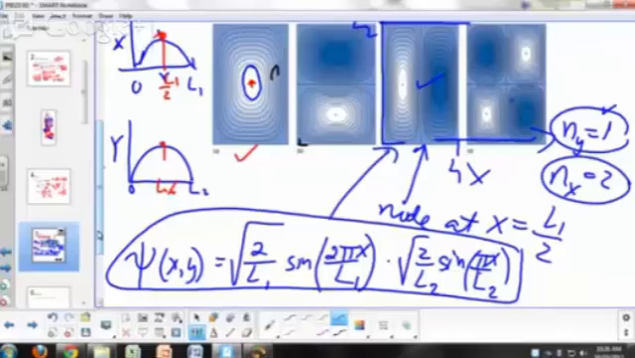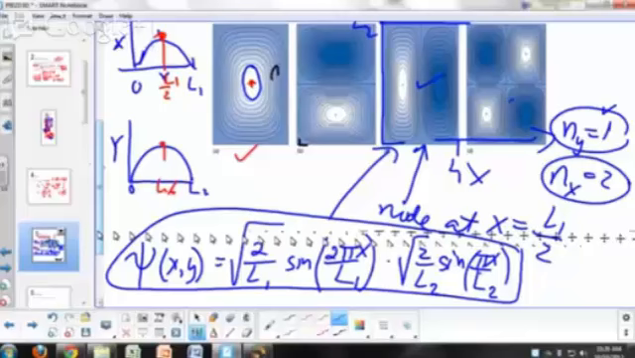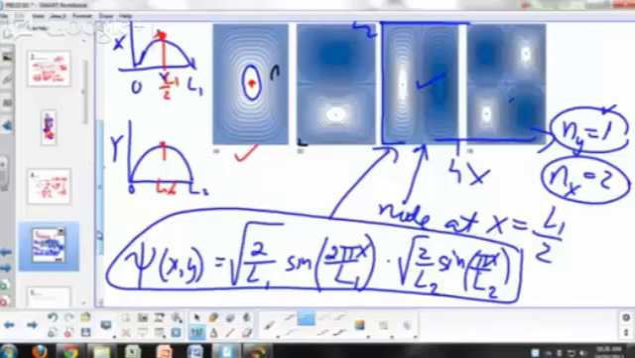What would be the psi for this figure on the right here? What's our n sub x? N sub x is 2, n sub y is going to be 2. So you can see every time you cross a node, your wave function changes sign from positive to negative to positive to negative. So you have two nodes here: one node at L2 over 2, the other node at x equals L1 over 2.